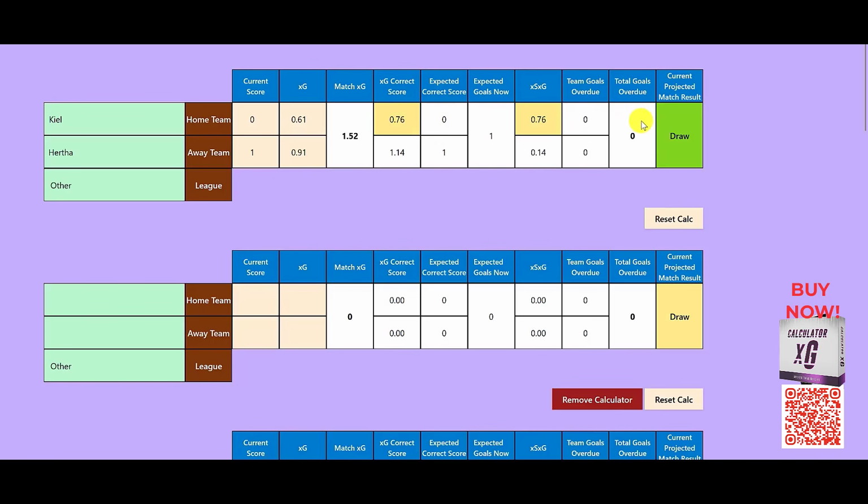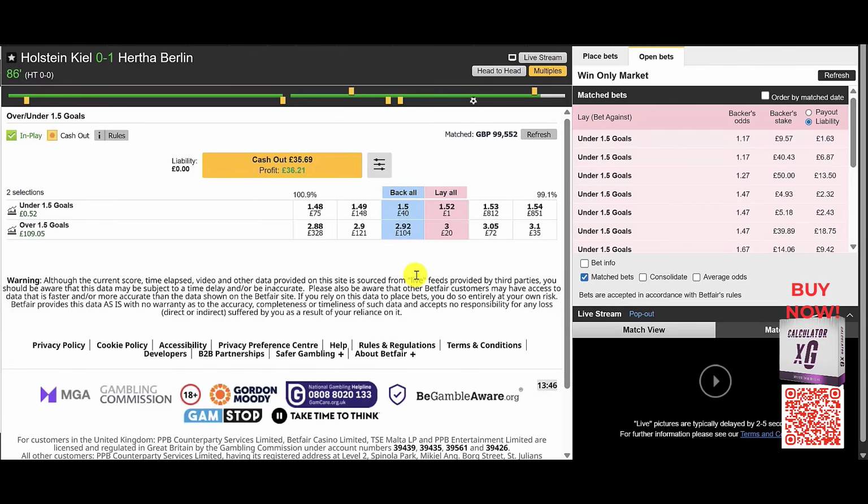We obviously don't have a goal overdue right now, but it's very, very close to it. All the signs are pointing to it. So we're anticipating that. And as said, we're in the market with absolutely no risk. So that's just something to keep in mind. Anyway, let's see if we get the goal. There's a few minutes left, and there's going to be time added on. Holstein Kiel 0, Hertha Berlin 1.